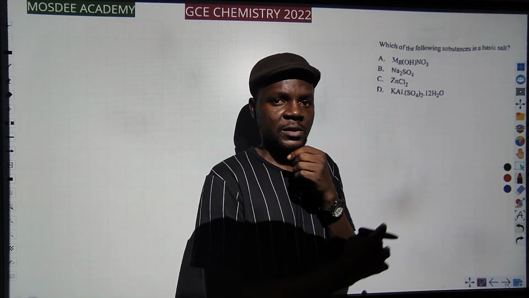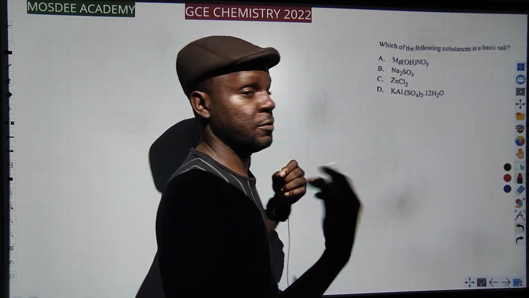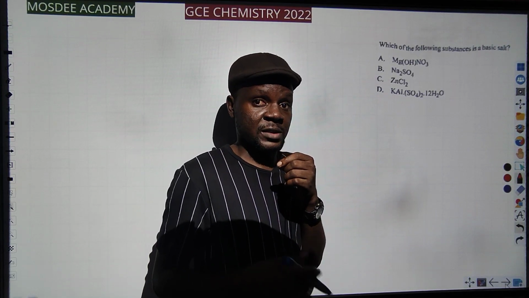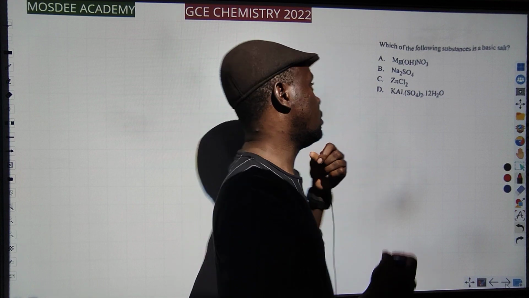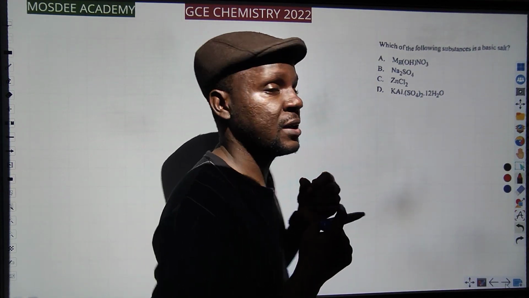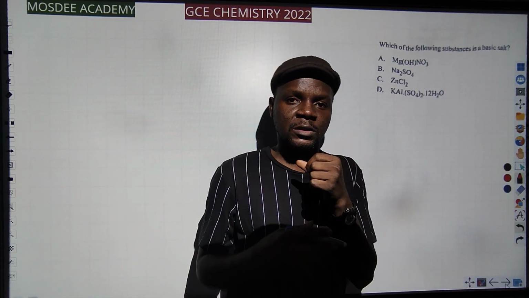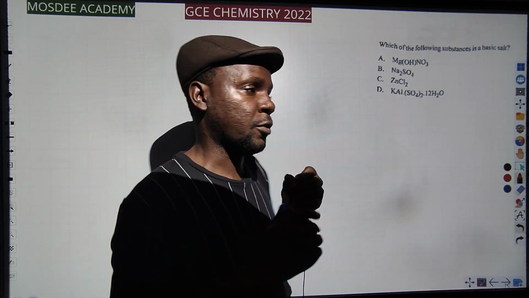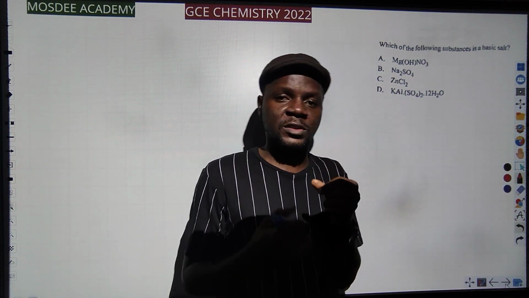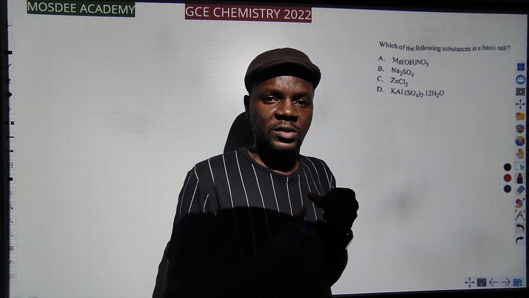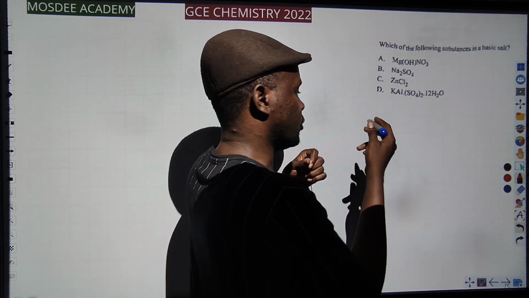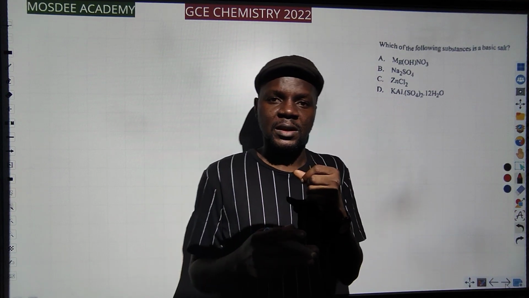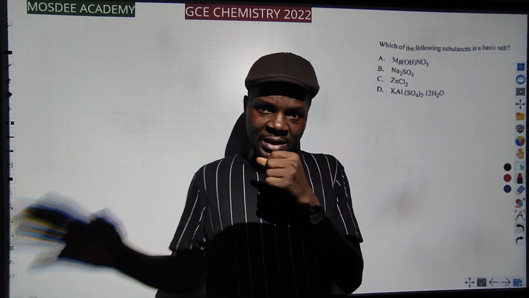The topic of acid, base, and salt. These questions are not difficult, and you can say that with confidence if you've read and prepared. So now look at this. Which of the following substances is a basic salt? Basic salts are those salts that are formed as a result of undissolved hydroxyl ion or oxide ion. For example here, just watch the salt. A salt is a combination of a metallic ion and an acid radical.